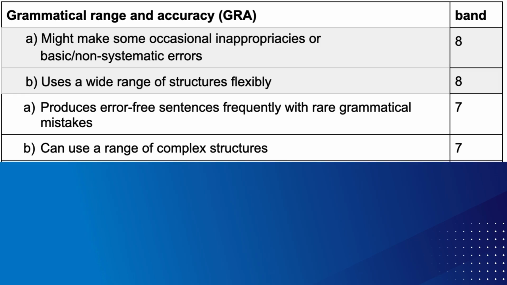Band 7, error-free sentences frequently, rare grammatical mistakes. So at band 7, we're not making many mistakes here. And then band 8 might make some occasional inappropriacies or basic or non-systematic errors. So what this means is they are sometimes using slightly incorrect grammar, maybe not a very basic mistake, but sometimes their grammar is maybe not the best for the situation, or maybe they're making a few basic errors, but it's not systematic. They're not making those errors regularly. It's just an occasional slip.